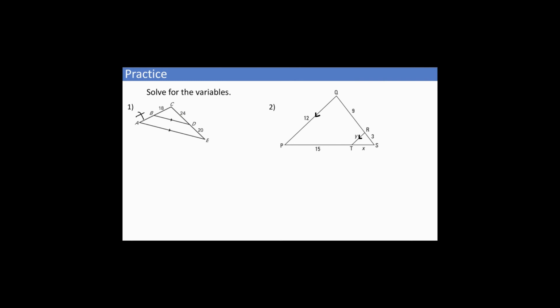All right, so we can see that these sides are parallel. Using the theorem, it says that it's proportional. So the pieces, so 18 over x equals 24 over 20. Okay, and then we're going to cross multiply.